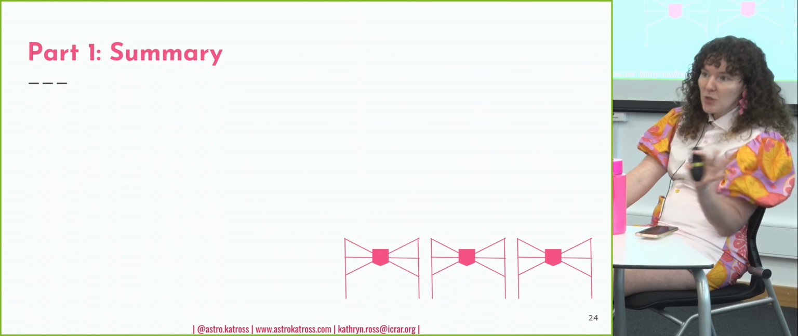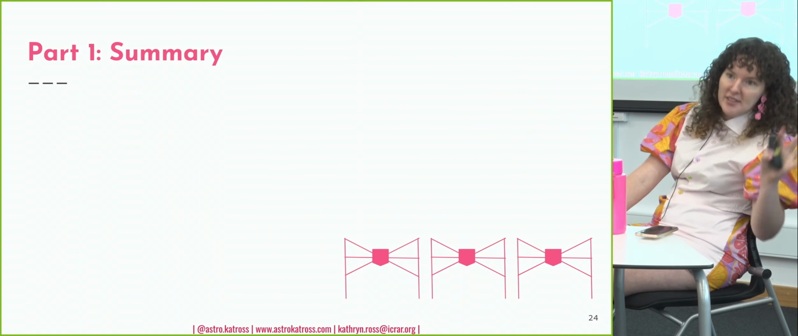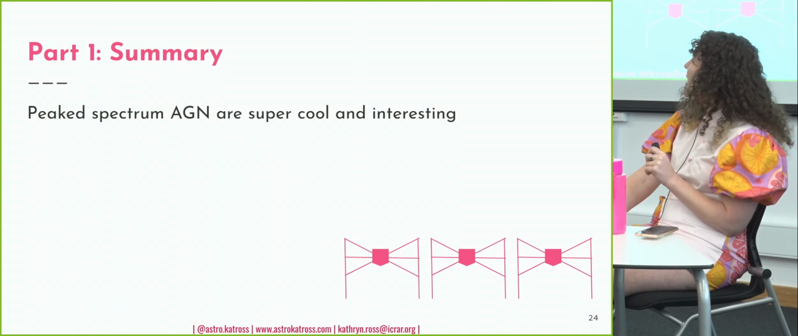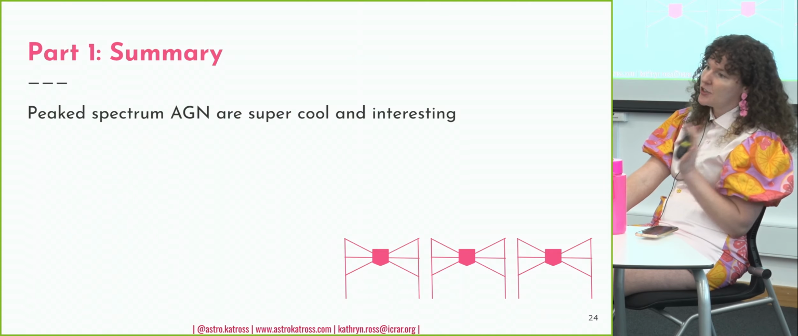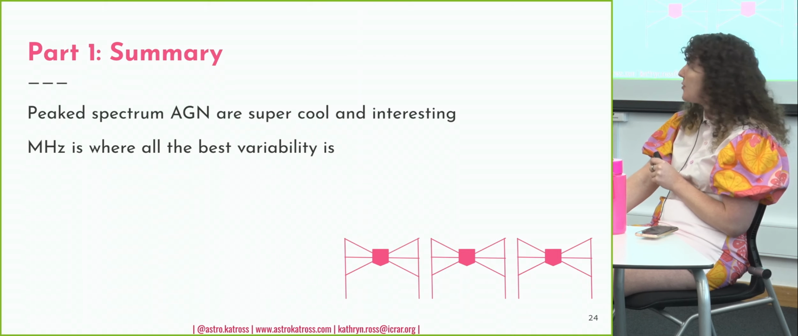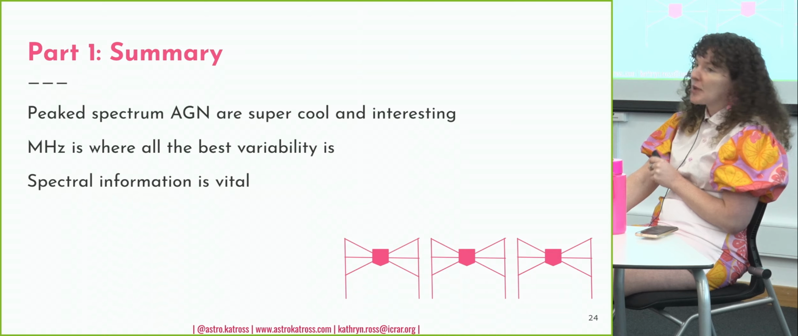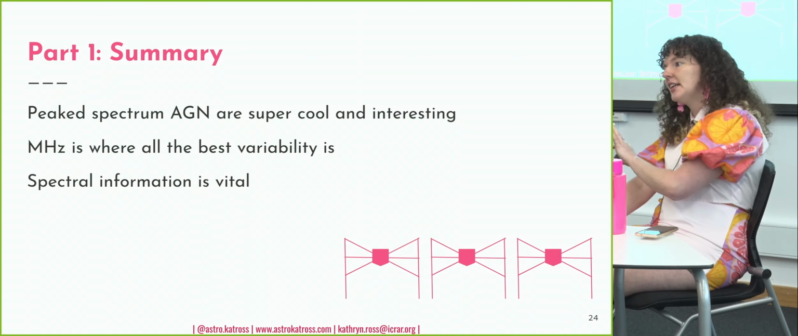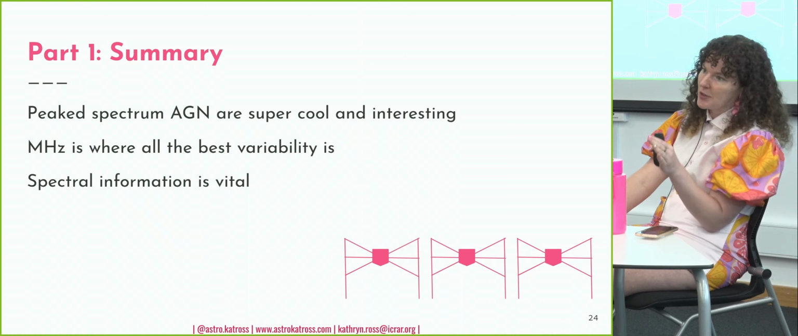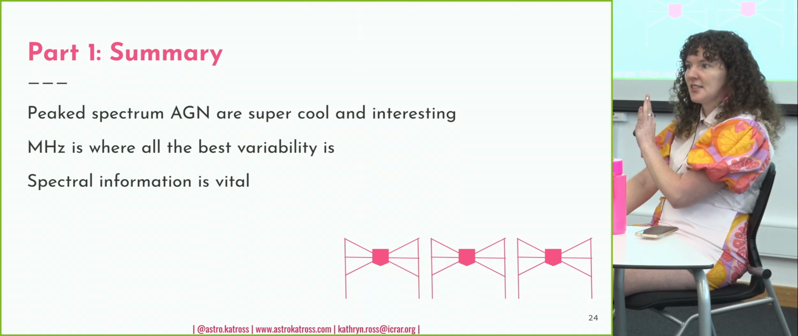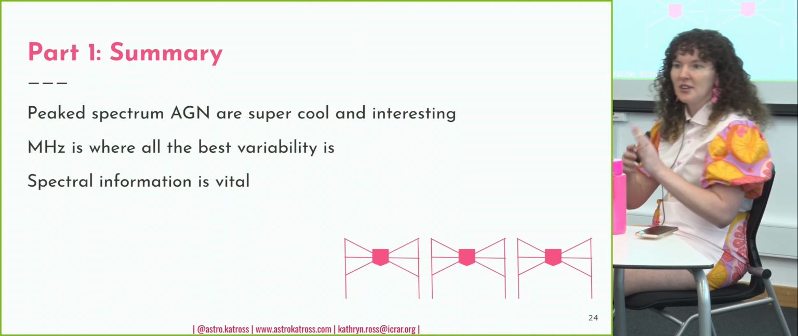Right, so a bit of a summary of this first part. There was a bit of a whirlwind of science. So firstly, peak spectrum sources and AGN in general are super cool and interesting, and you should love them. Megahertz is where all the juicy good stuff is, especially for variability. And spectral information is the most vital part of that. To be able to differentiate what's going on in the radio variability, we need that spectral information. So before I move on, are there any questions on this part one of the talk?